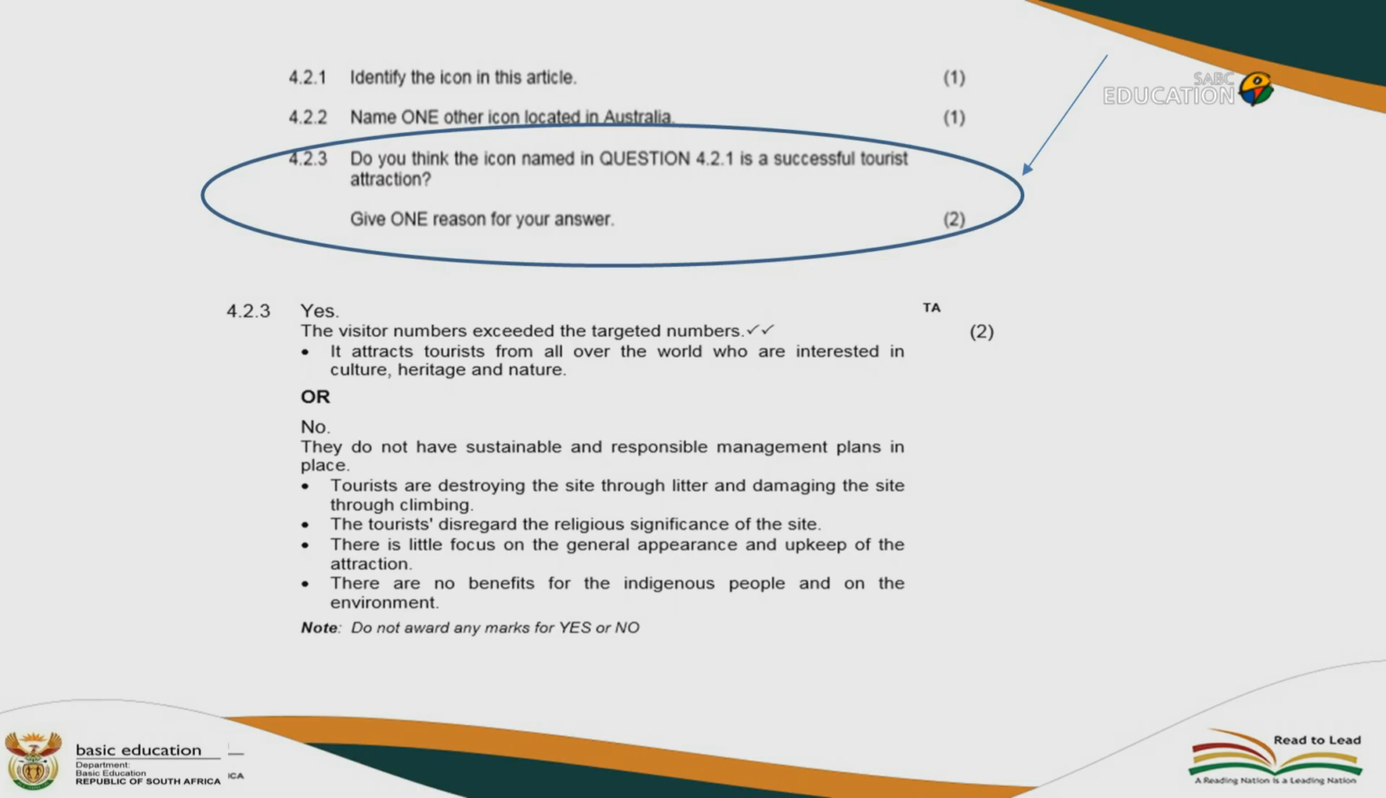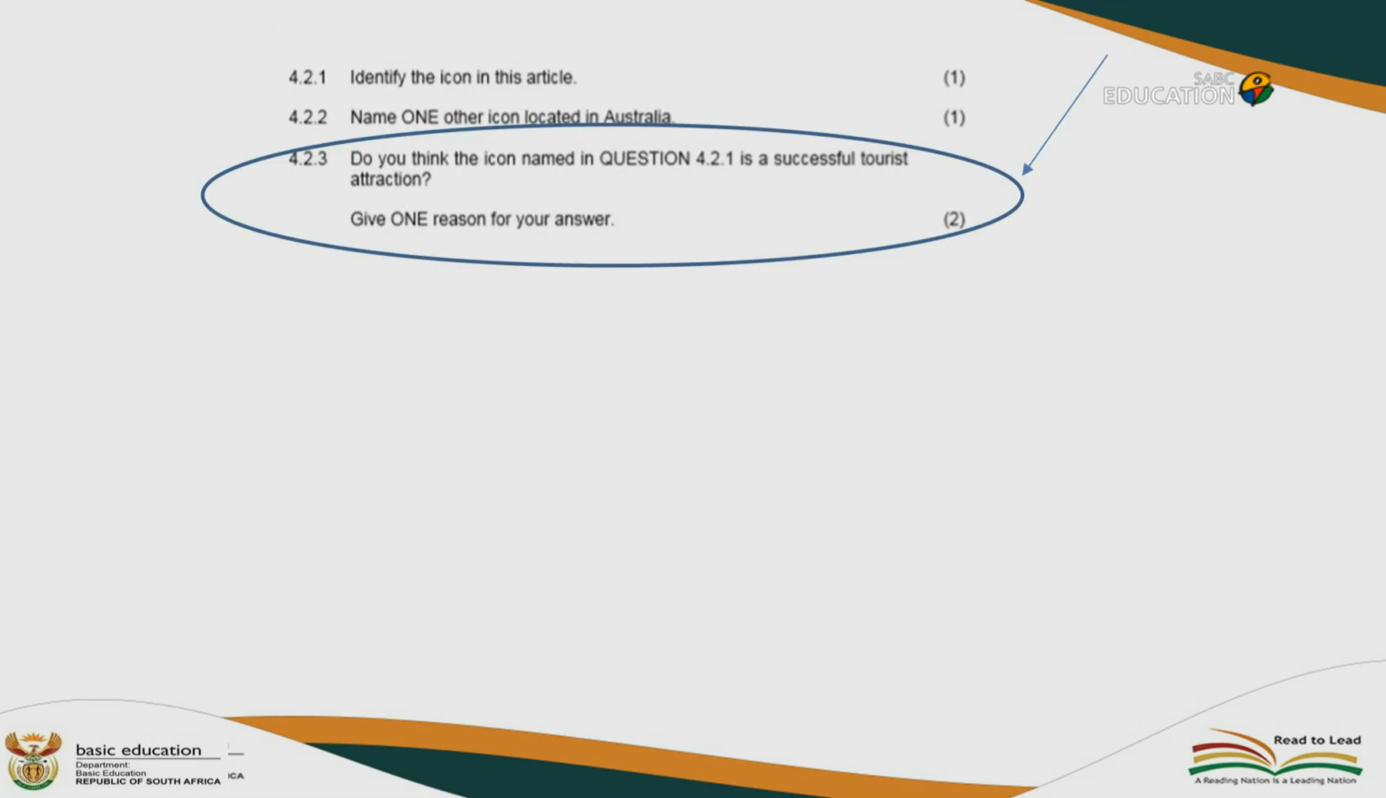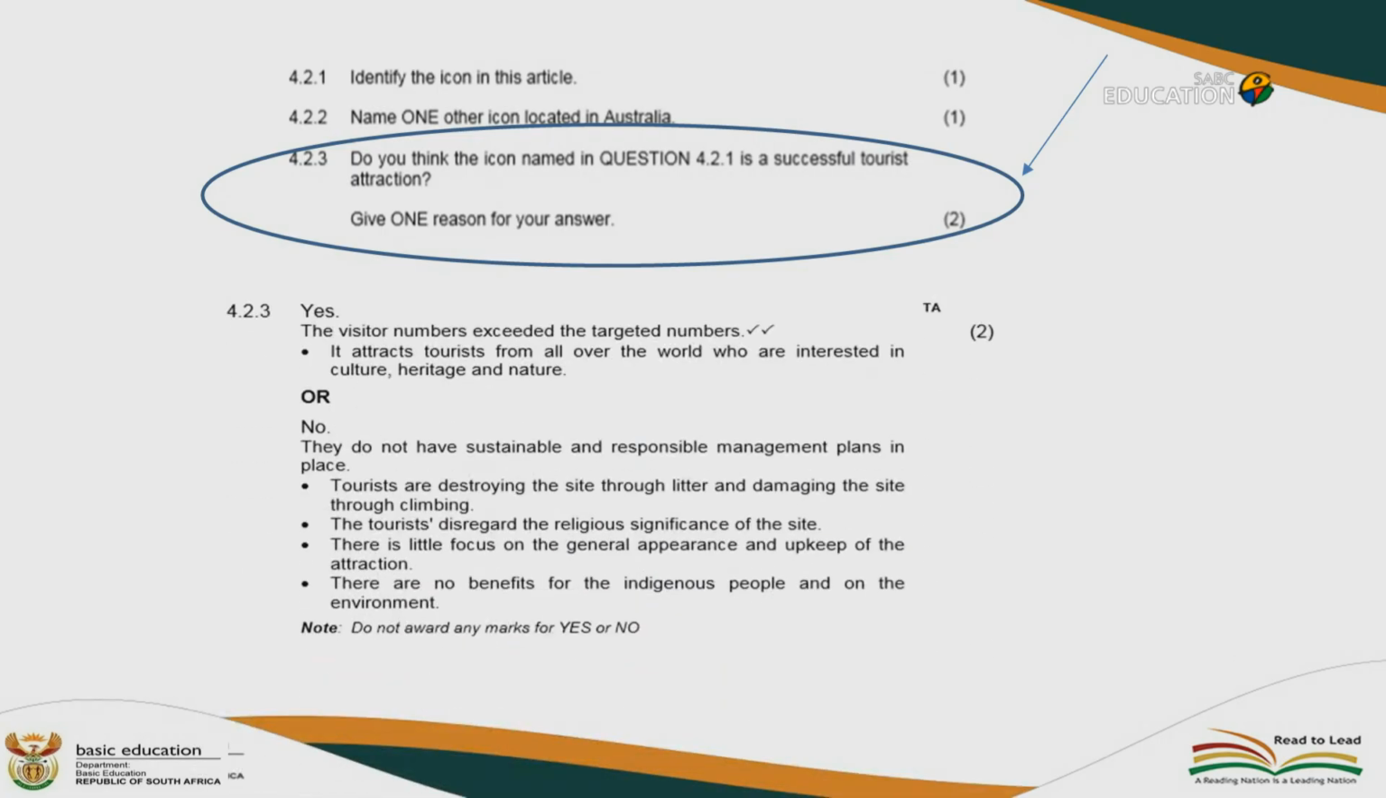The tourists disregard the religious significance of the site. There is little focus on the general appearance and upkeep of the attraction, or there are no benefits for the indigenous people and the environment. Maybe you would have said the local community does not benefit from the existence of the site, especially in the extract where they spoke about only one Aborigine out of a staff of 670 people being employed, meaning that the local community does not benefit in terms of job creation. Please note, guys, when you're asked a question that says, do you think, you cannot just say yes or no. Your yes or no needs to be accompanied by a motivation or a reason.